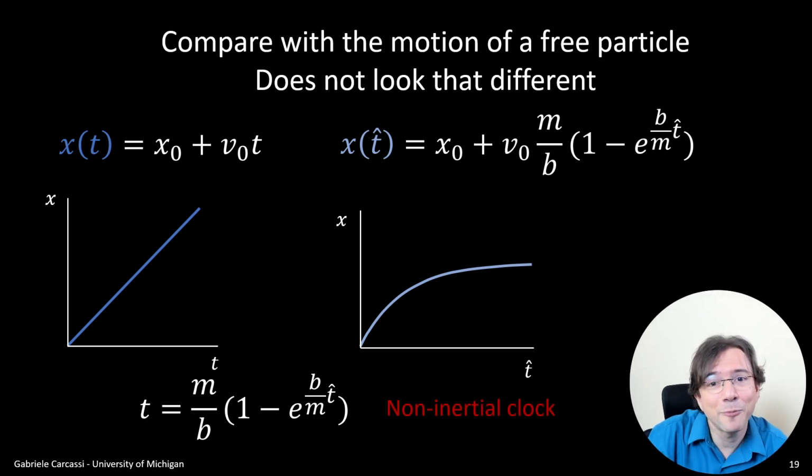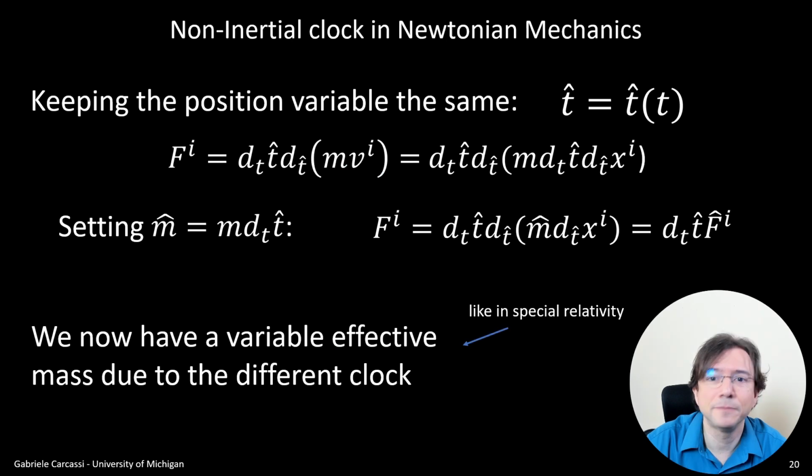And these are the type of transformation that we allow in relativity. So let's try allowing this and see what happens. All right, so at this point, we're describing a free particle in a non-inertial frame. But now we have to understand how to use a non-inertial clock in Newtonian mechanics. So we have to make a transformation where the position variable remains the same, but the time variable changes. And this is something that you typically don't do in Newtonian mechanics, but why not?